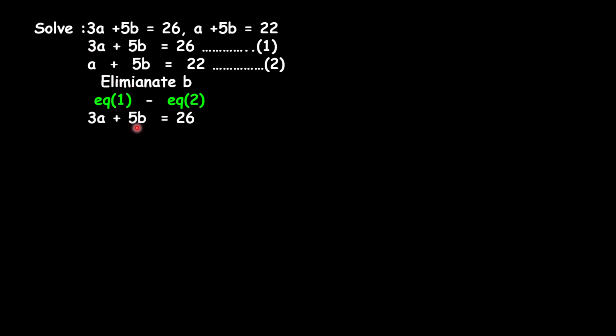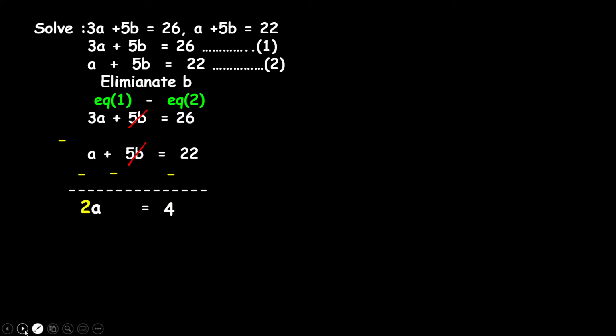Equation 1 is 3a + 5b = 26, and equation 2 is a + 5b = 22. If we subtract equation 2 from 1, we have to change the sign of each term of equation 2. Therefore, +a becomes -a, +5b becomes -5b, and +22 becomes -22. Here +5b and -5b cancel out. Therefore we will get 3a - a, which is 2a, is equal to 26 - 22, which is 4.